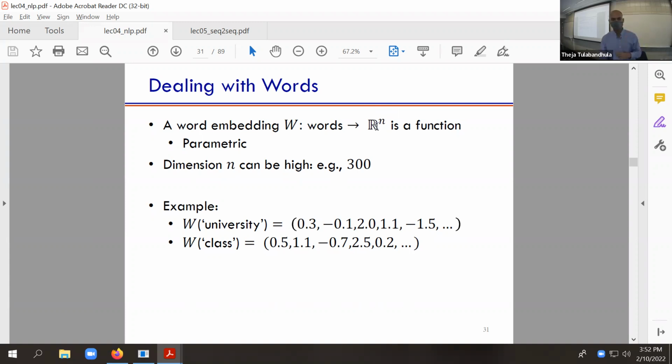That's in a 300-dimensional vector space. So something like this: if you pass universities, you get some vector. You pass class, you get some other vector. Okay, so that's the API. Internally, this function could just have a matrix. If you send a word, that word may correspond to some index. Pick up the vector at that index and just return it. So in a sense, it can be just a matrix, like a lookup table, basically.